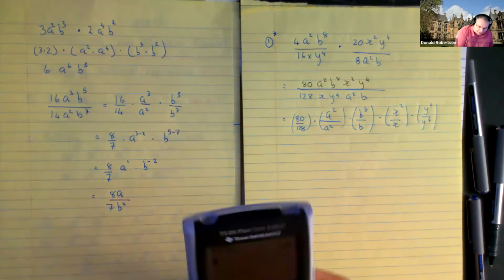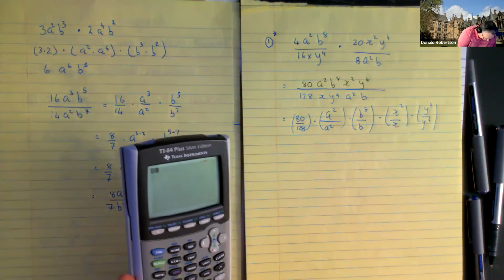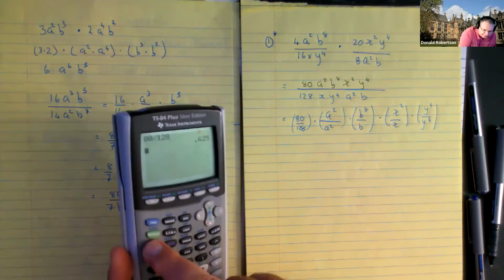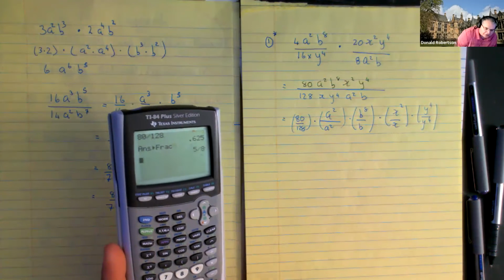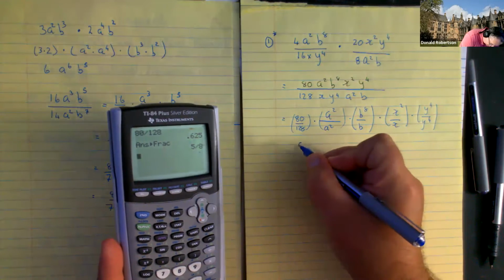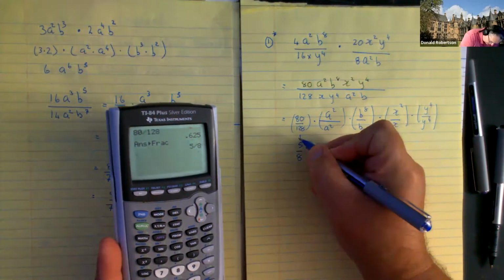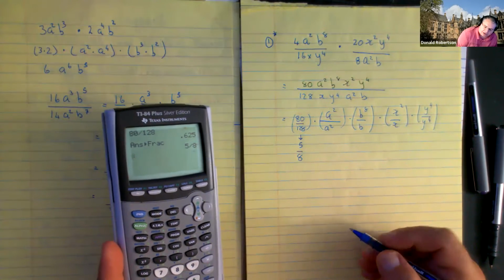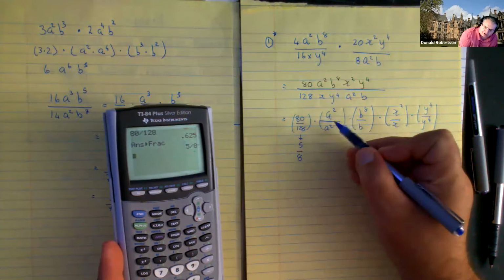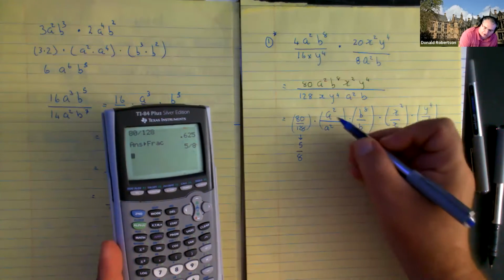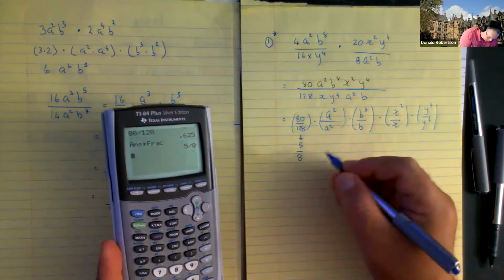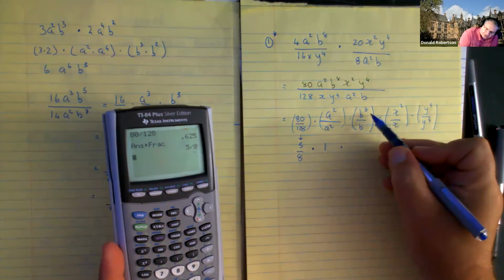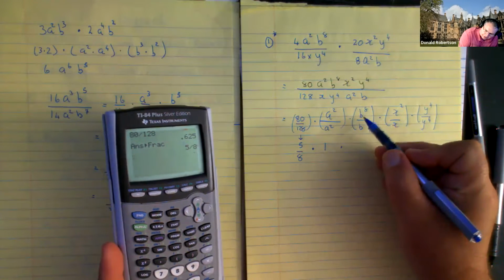Now, 80 over 128, I'm sure it simplifies. 80 divided by 128, then hit the math button and choice 1, and it turns it into the fraction 5/8. So that guy is 5/8. Now, a squared divided by a squared is a very special case, because essentially you would get 2 take away 2 is nothing, and a to the 0 is 1. Or you could think of it as that cancels out totally, and if you cancel out things completely, you leave a 1 behind.